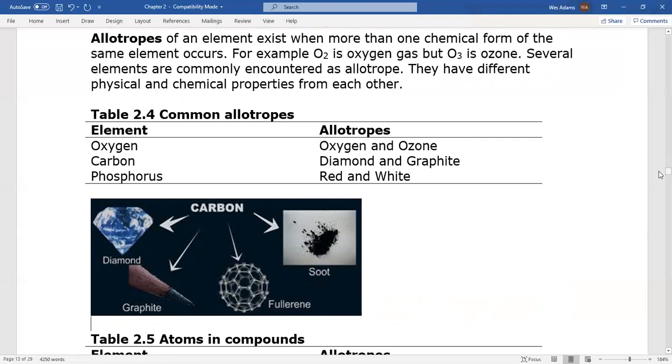Phosphorus comes in white and red. Red, for example, is on your match head. White ignites on air and was used a lot during the Vietnam era in mortar rounds, and has since been banned by the Geneva Convention.